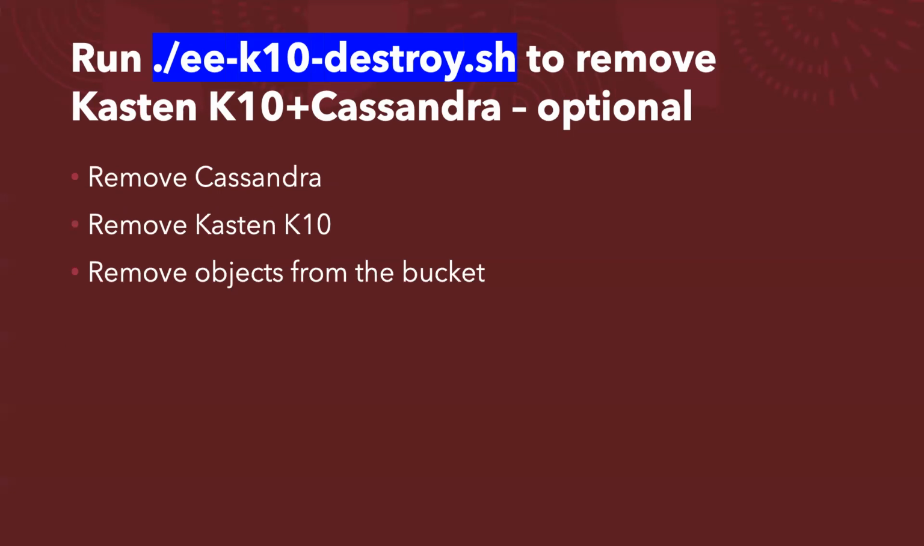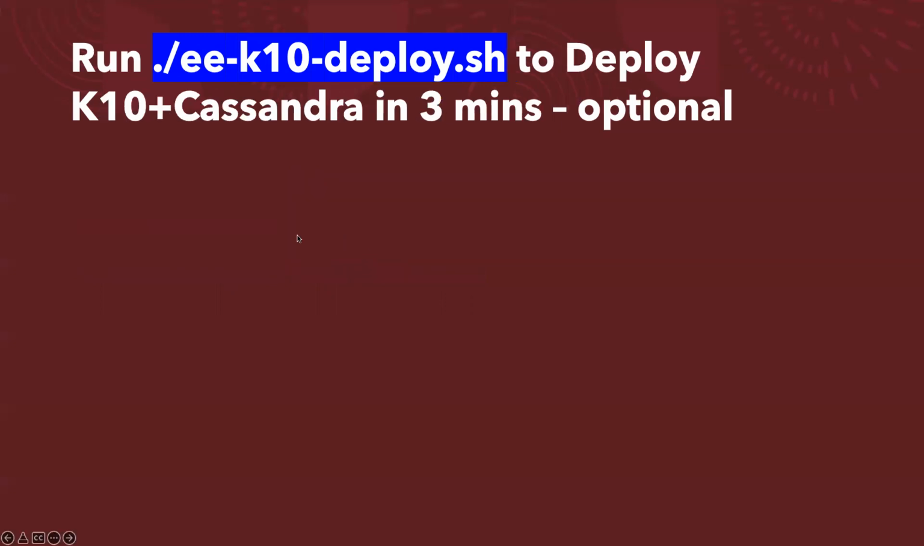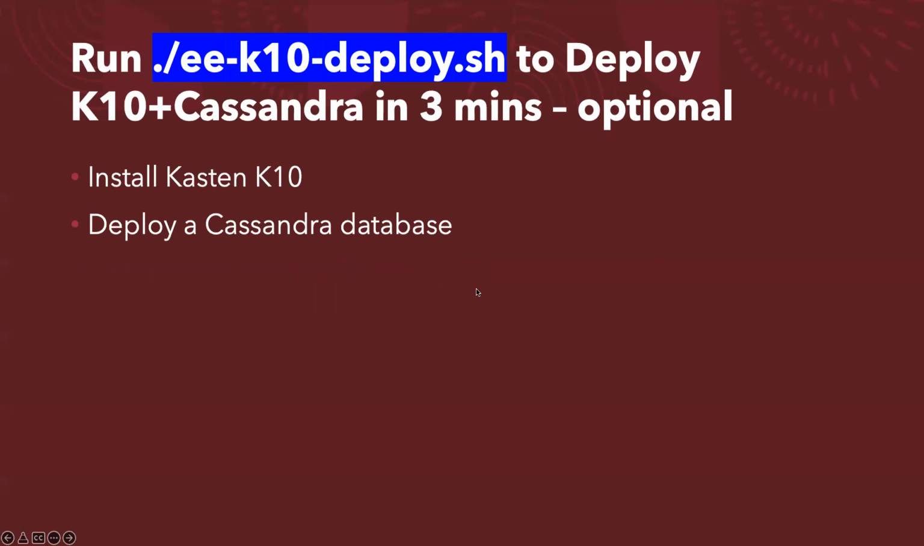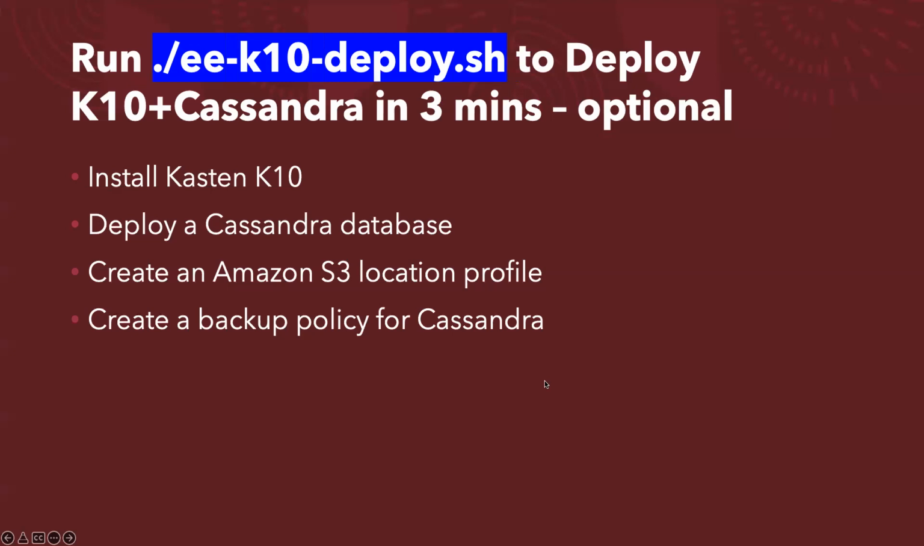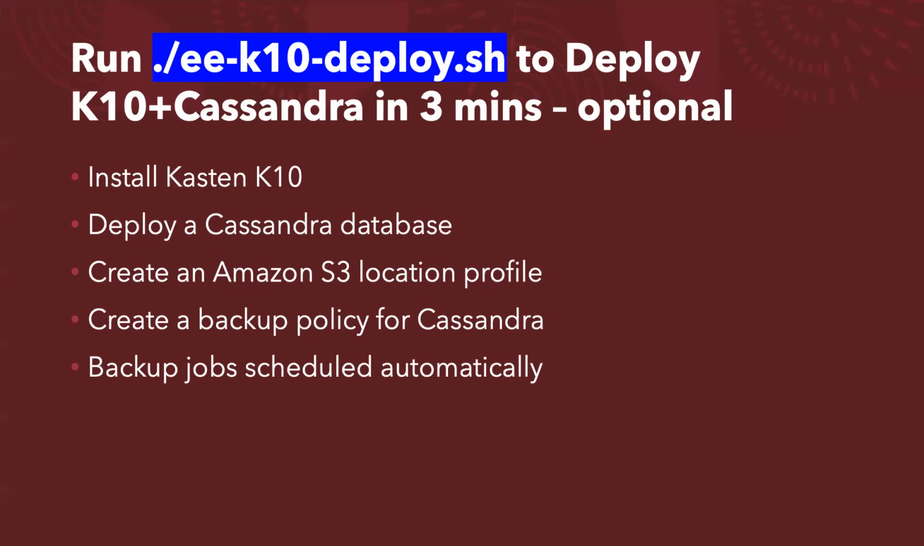So you run the ee-k10-destroy command to remove Kasten K10, remove Cassandra, remove objects from the bucket. And then you run another command, it's called ee-k10-deploy.sh. We will deploy Kasten K10. We will deploy the Cassandra sample database. We will create an Amazon S3 location profile. We will create a backup policy for Cassandra. And also the jobs will be automatically scheduled. It only takes less than 3 minutes. Remember earlier you saw 2 minutes, 3 seconds, right?